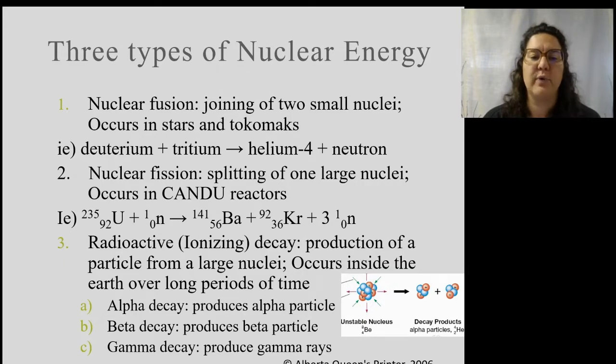Radioactive decay is the production of a particle from a large nucleus. This occurs inside the Earth over long periods of time. But in nuclear reactions, we have to deal with those nuclear particles. Alpha decay produces alpha particles, beta decay produces beta particles, and gamma decay produces gamma particles. And the weights of those, as well as the symbols of those, are in your data booklet.